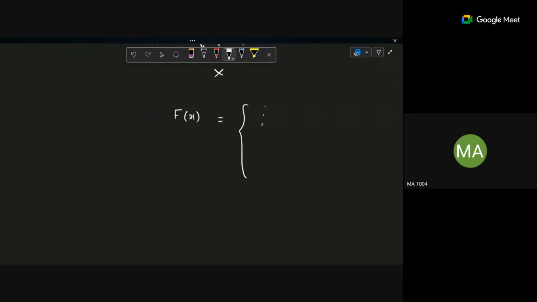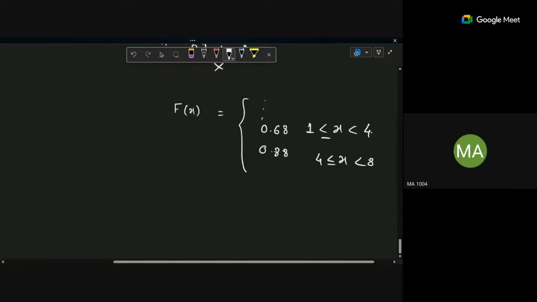I'm just explaining it. There are some values above it. So it was 0.68 for x lying between what? Less than 4 only, right? Yeah, 1 less than or equal to x less than 4. And here it was 0.88 for 4 less than or equal to x, and some rest of the points are here. If you graph it, just these points only.